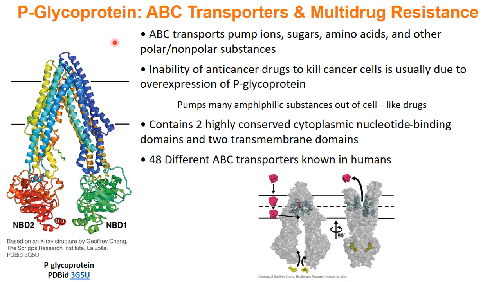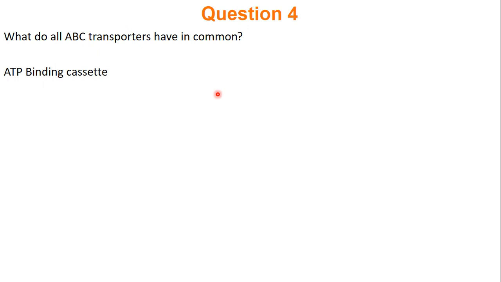Right. Our next transporter is called the ABC transporter, and ABC stands for ATP binding cassette. That means these NBDs are nucleotide binding domains, and this works by binding ATP and then pumping out some kind of molecule. So cancer drugs that are resilient, they have a lot of these, and they just pump out whatever drugs you try to give them. So this question is, do you know what ABC stands for? What do they all have in common? ATP binding cassette. That is why they're called ABC transporters.